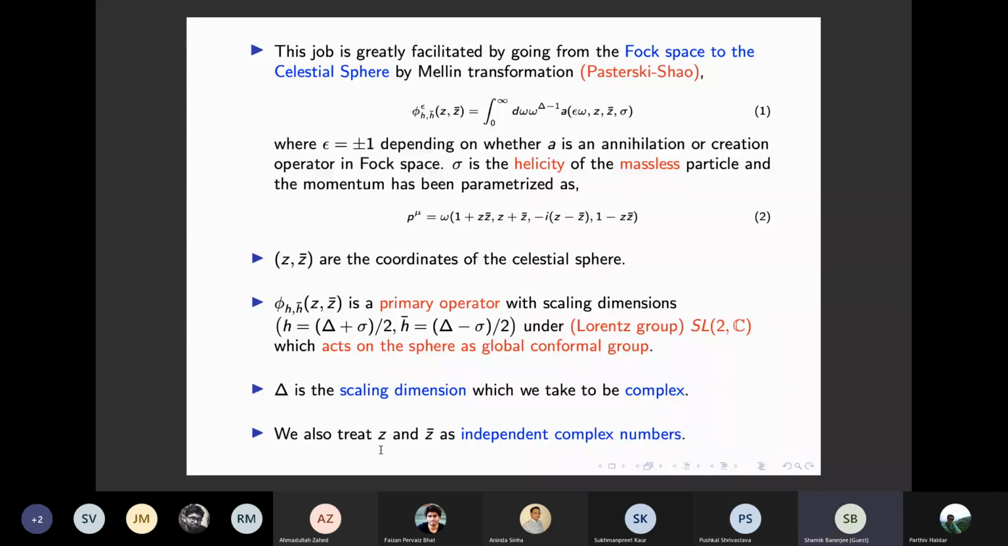Is it clear? Yes. Okay, thank you. So let me now go ahead. So we have this particular form of p mu.